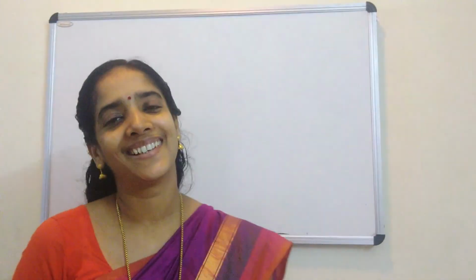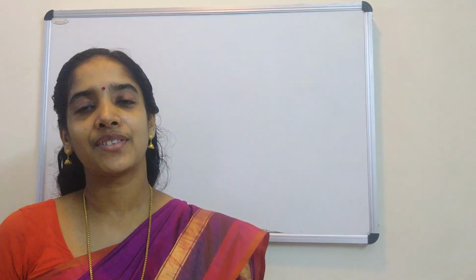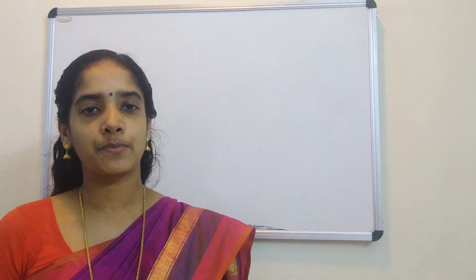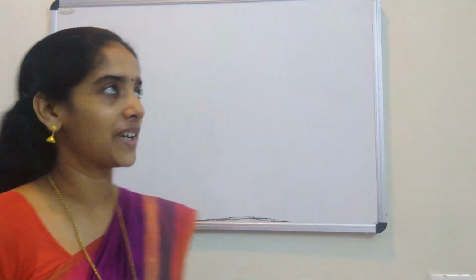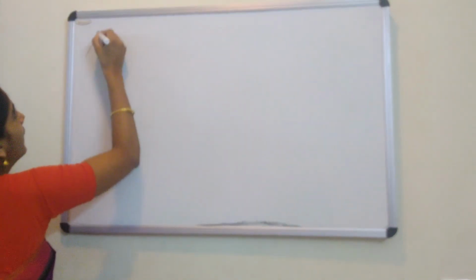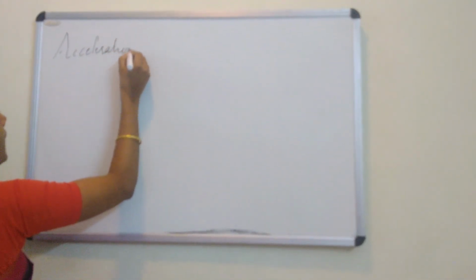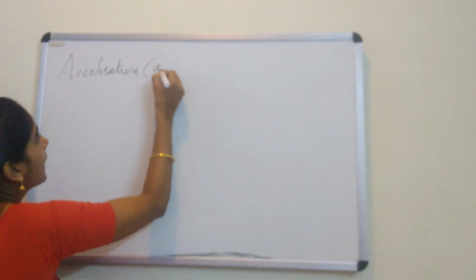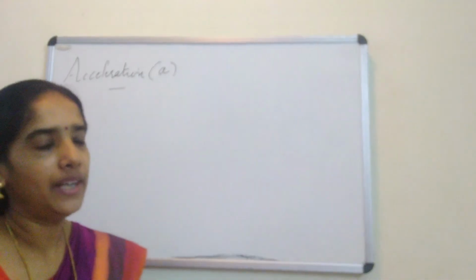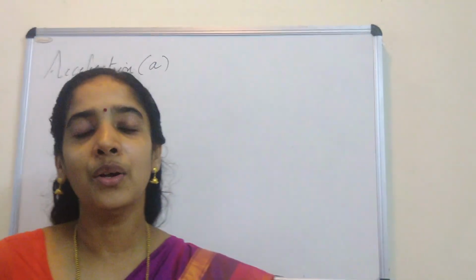Hi students. In the last video we discussed distance, displacement, speed and velocity. Today we are going to see about acceleration. The symbol for acceleration is a small a. Don't write capital A, okay? It is small a.